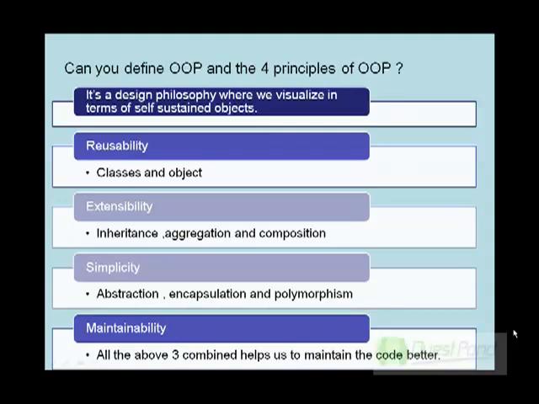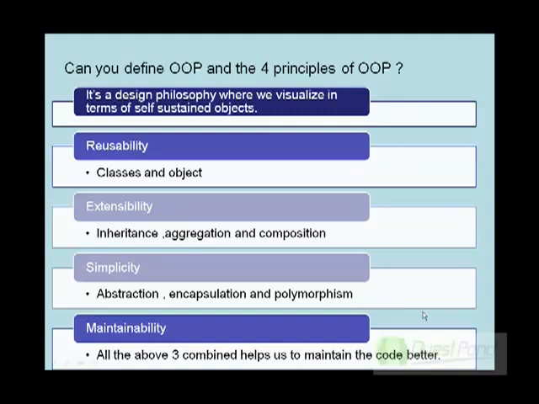In our previous video, we had discussed the four problems associated with functional programming, that is reusability, extensibility, simplicity, and maintainability. So in the second section, we will see how object-oriented programming solves those four problems. And finally, we try to understand the four important principles of object-oriented programming, and these principles are later discussed in more detail in the coming up videos. So let's first define object-oriented programming.